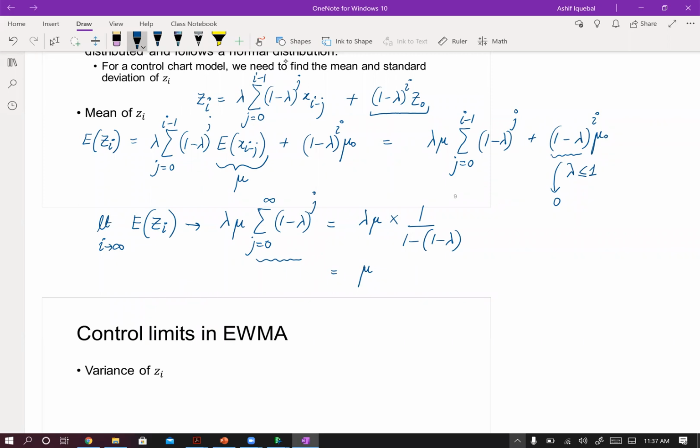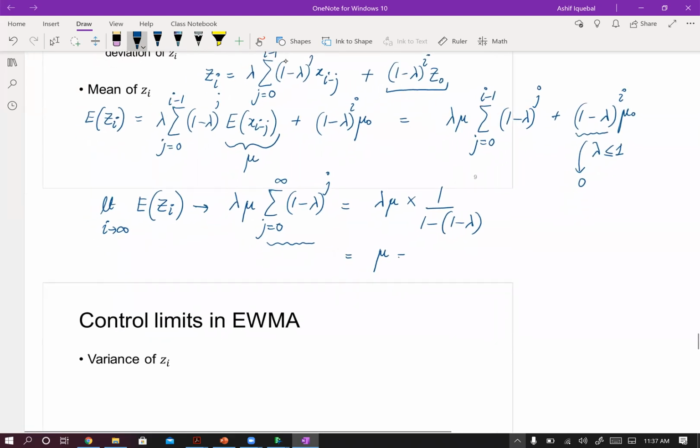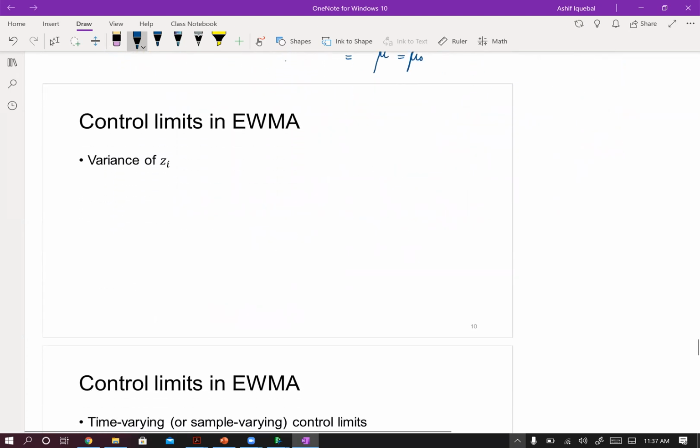And if our process is in control, we can say that mu is equal to mu naught, right? This is when the process is in control, remember? So now we have the value of the mean of zi. Now let's look at the variance of zi.